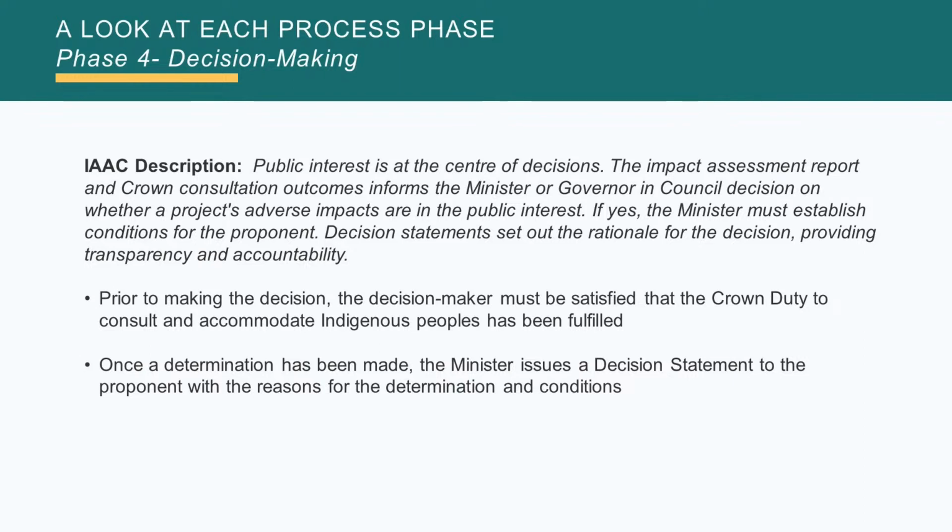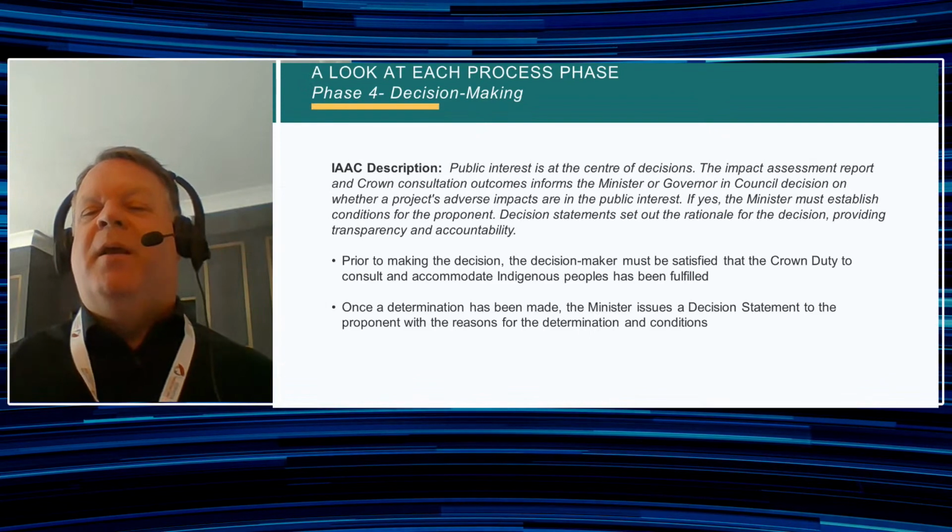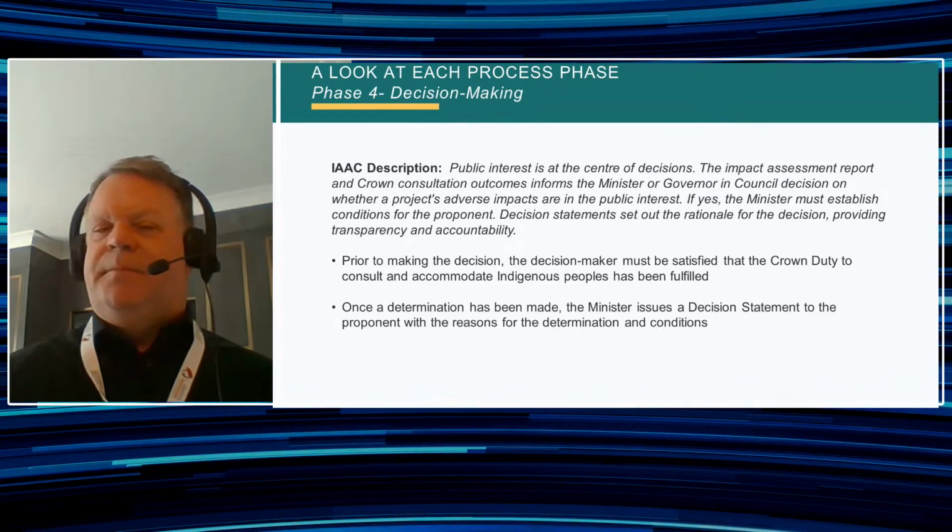So before making the decision, the decision maker must be satisfied that the Crown duty to consult and accommodate Indigenous peoples has been actually fulfilled. That's a key part of this. And once that determination has been made, the minister can issue what's called the decision statement to the proponent, in this case Martin Falls and Webequie First Nations, with the reasons for the determination and the conditions associated with the approval.